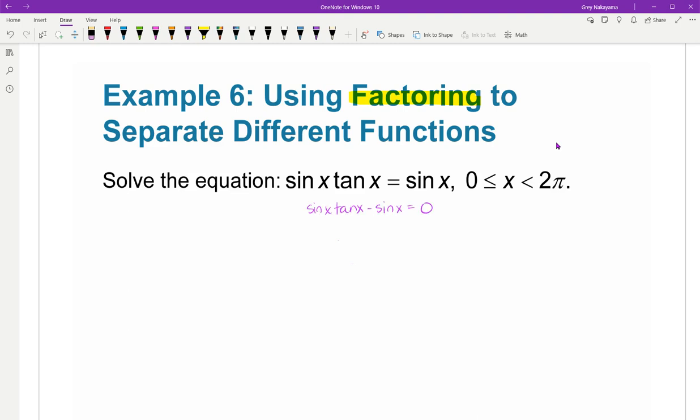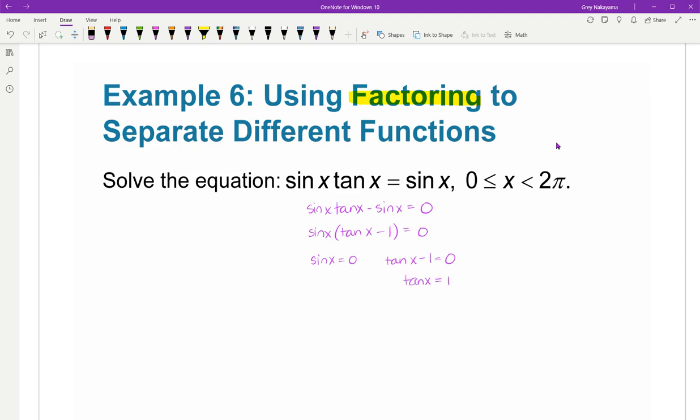Sine x tan x minus sine x equals 0. Then I have a common factor of the sine, so I'm going to factor it out. This should be easy for you after doing those identities because we had a lot of factoring like this. So I'm left with tangent of x minus 1. Remember, I started with 2 terms, so I've got to have 2 terms in that parentheses. Set each factor equal to 0. Tan x minus 1 equals 0. Add 1 to both sides.